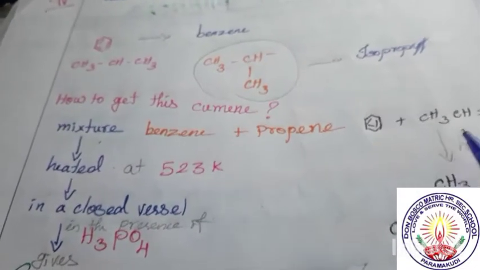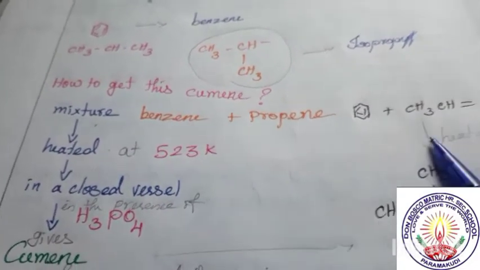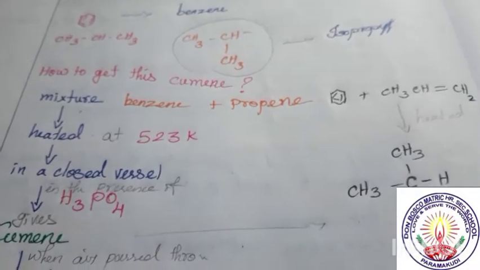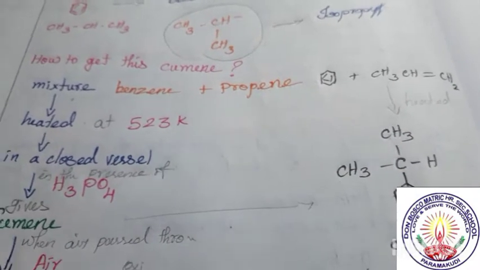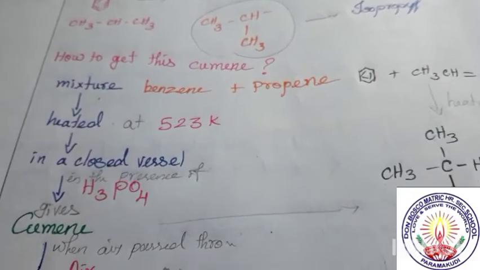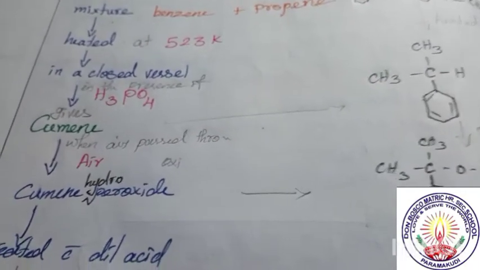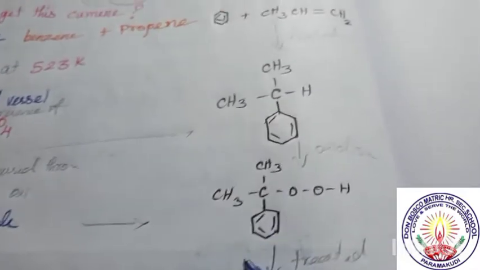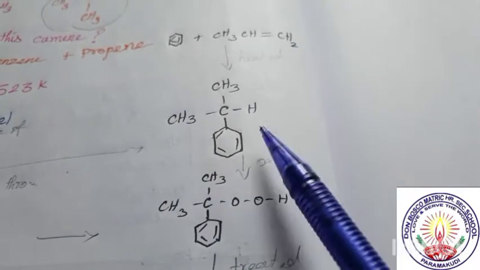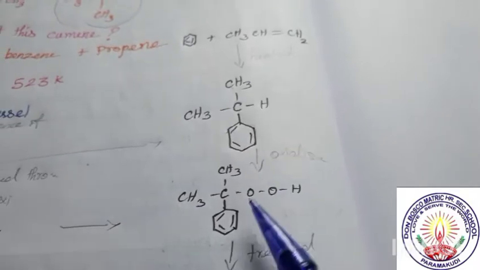எந்த டெம்பரேச்சரில் ஹீட் பண்ணுறோம்? At 523 Kelvin we are heating it in a closed vessel in the presence of H3PO3. So on the H3PO3 நம்ம heat பண்ணும்போது it gives cumene. And this cumene is oxidized. So when this cumene is oxidized, we are getting cumene hydroperoxide. And when this cumene hydroperoxide is treated with dilute acid, it gives phenol and acetone.